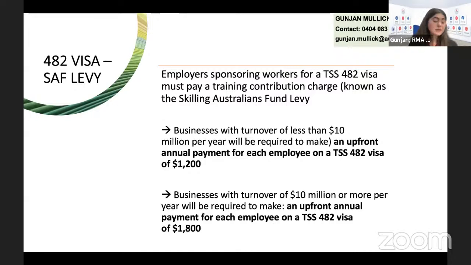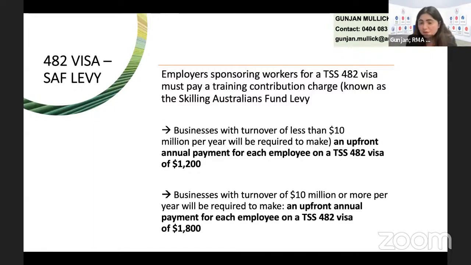What it means is that if your company is sponsoring you for 2 years, then they need to pay 1,200 into 2, so twice. If they're sponsoring you for 3 years, then they pay 1,200 into 3. So for each year, they need to pay this amount to the Department of Home Affairs, depending on the number of years.